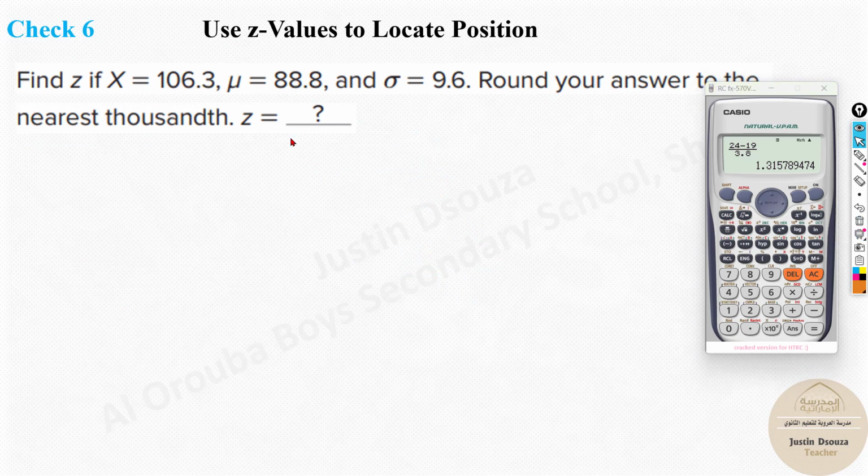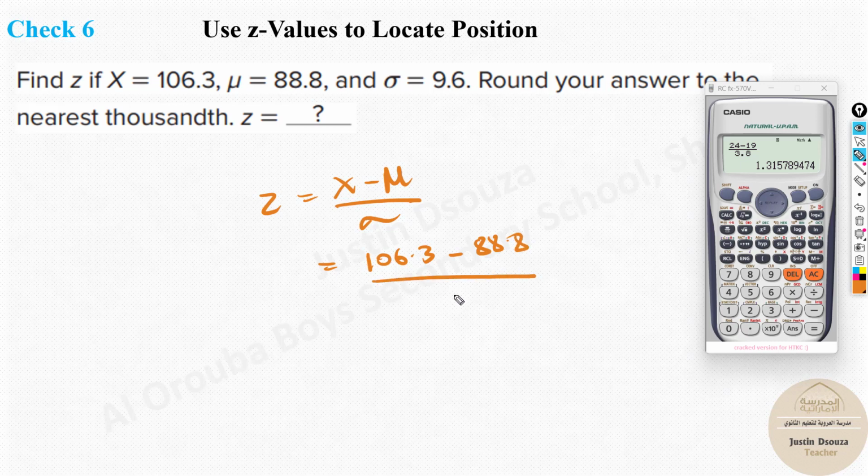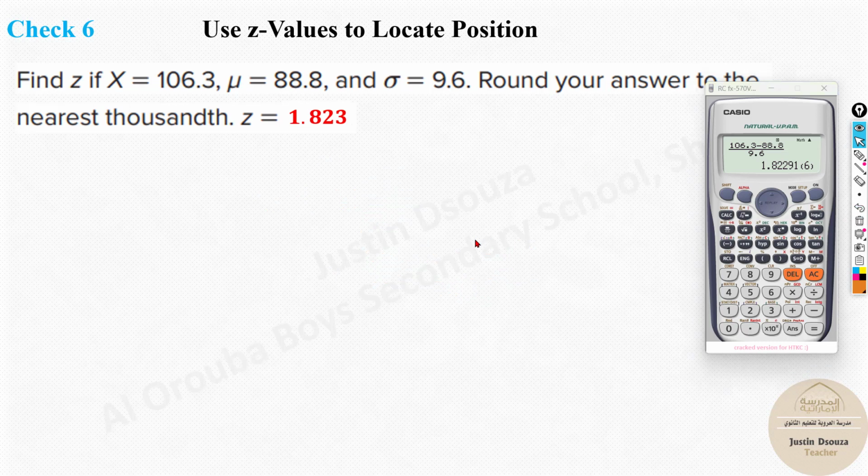All you need to do is, you may not be asked only for the z value, they might ask you for the x value. Provided all the data is given, you can easily find any of these. So we know z value is equal to x minus nu divided by sigma. Now all you do is substitute 106.3 minus 88.8 divided by 9.6. Just do the substitution in the calculator, and the answer is 1.823. That's how you solve the z value.